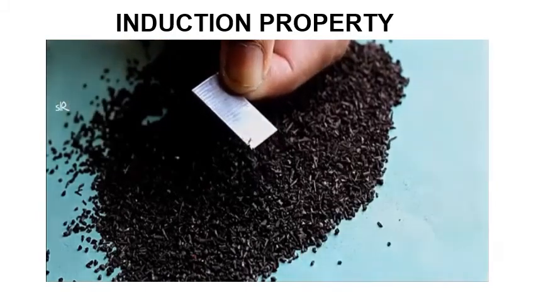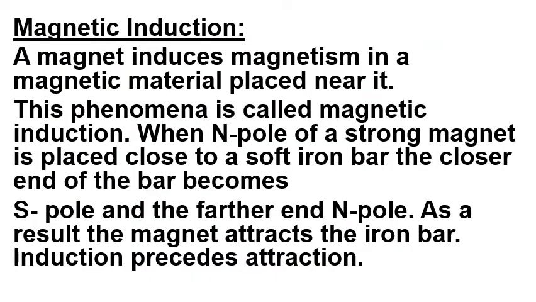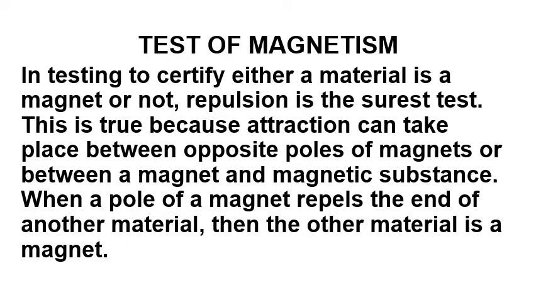This property is called magnetic induction. A magnet induces magnetism in a magnetic material placed near it. This phenomenon is called magnetic induction. When the north pole of a strong magnet is placed close to a soft iron bar, the closer end of the bar becomes a south pole and the further end a north pole. As a result, the magnet attracts the iron bar. Induction precedes attraction. Test of magnetism.